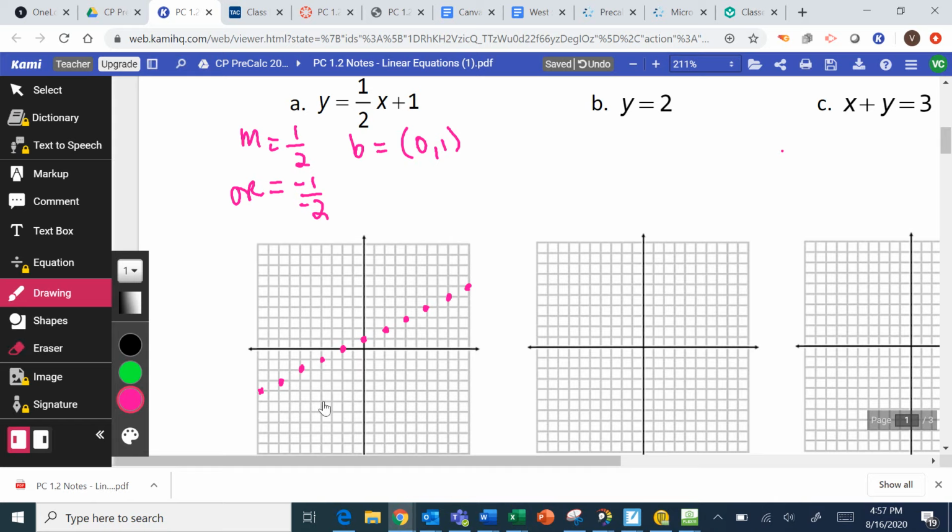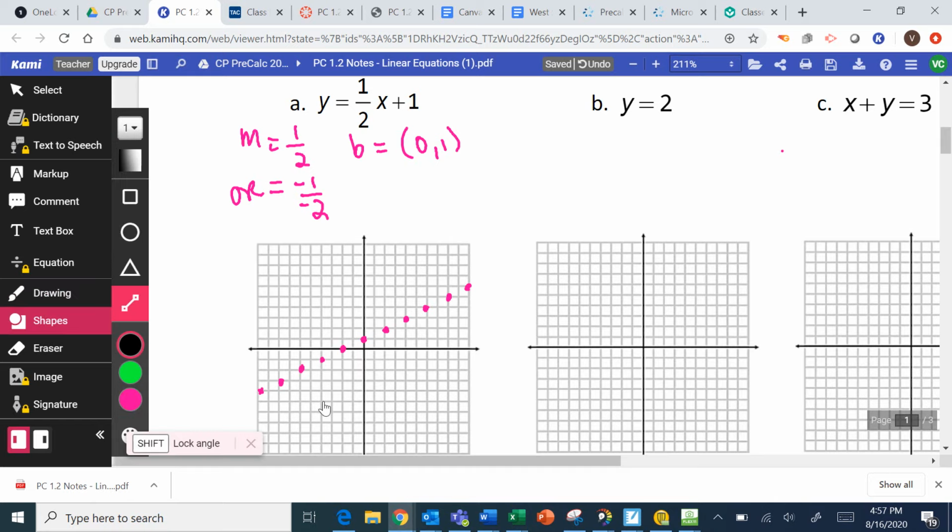Under shapes, you can find lines. Change it to pink. You can go ahead and connect your points with a line with arrows. That means it goes on forever and ever.